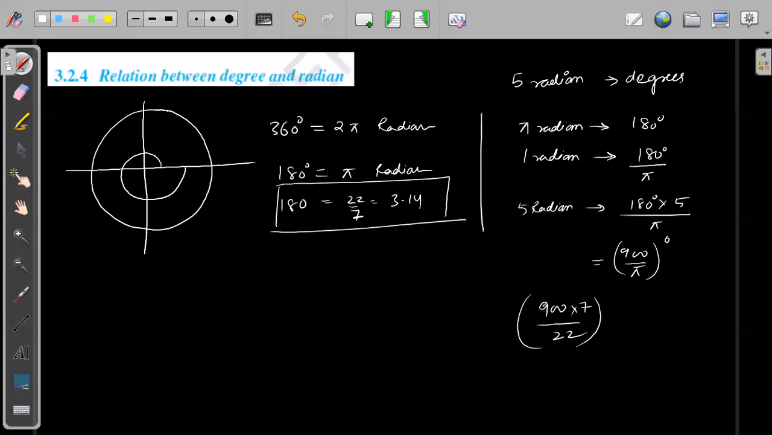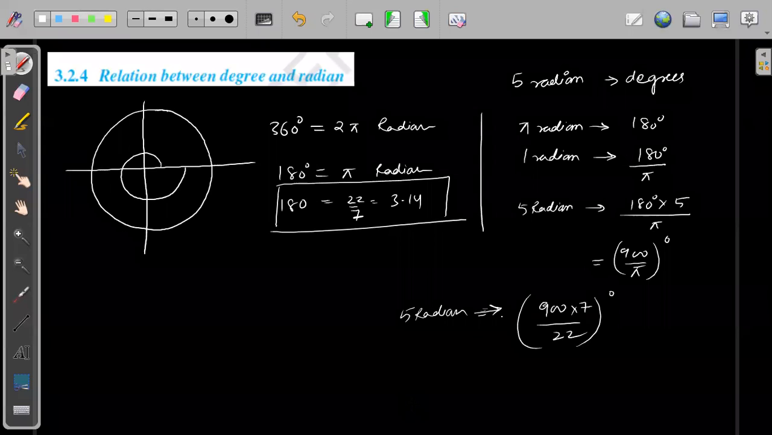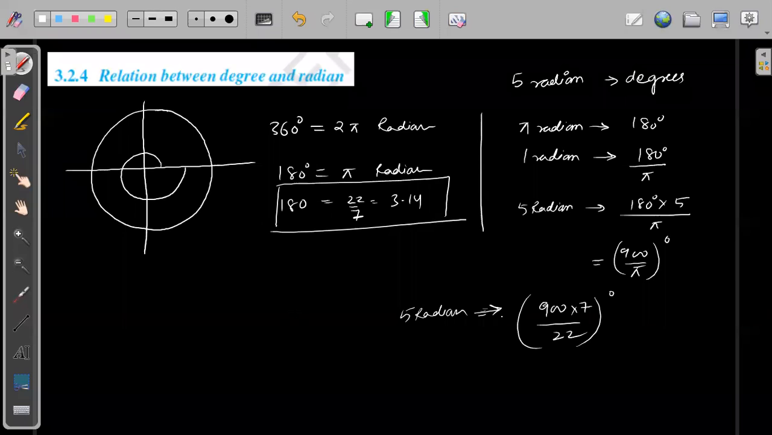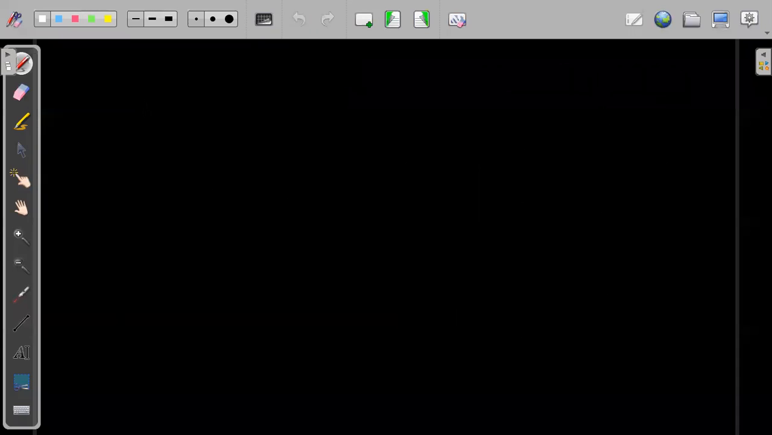You can find the approximate value. This is 5 radian in terms of degrees. It is 286.36, maybe. Let me check. We have 900 divided by 3.14, which is 286.6. Yeah, correct, Venice. Yes, everybody understood? Fine, let's do one more question.